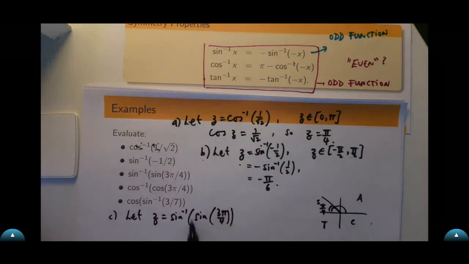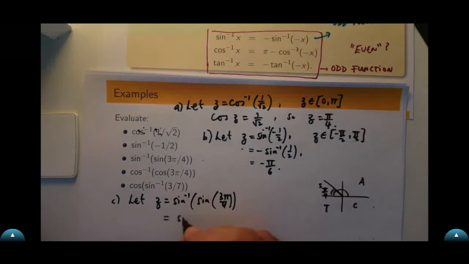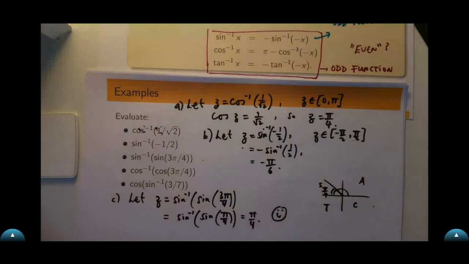Who can tell me what I can replace sine 3 pi on 4 with? Anyone know? So cos is positive, they're all positive there. Sine's positive in this quadrant and tan positive. Yes, Aria, thank you. Okay. So now, oh, pi on 4 is in that interval. Yes. So now we can actually eliminate those two things, and that's in our range, which is great.